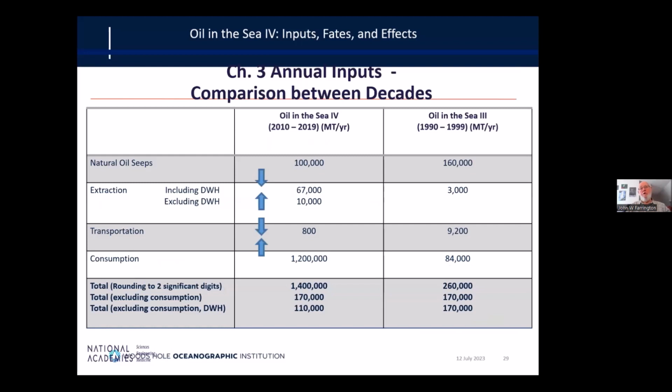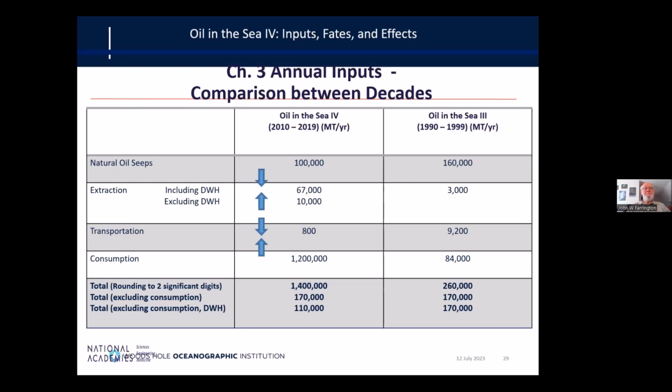In a table, you compare oil in the sea 3 with oil in the sea 4, annualized metric tons per year inputs over the 1990 to 1999 for oil in the sea 3 on the right-hand side, oil in the sea 4 on the left-hand side. You see the natural seep estimates are somewhat down. That's what the blue arrows are indicating. Extraction, which includes spills from the Deepwater Horizon, 67,000 metric tons per year. Excluding the Deepwater Horizon, about 10,000. Our very best estimates indicate that the inputs from extraction have gone up a little bit.